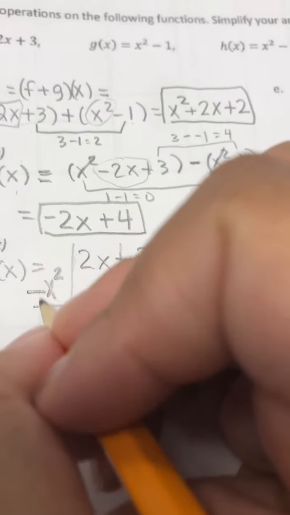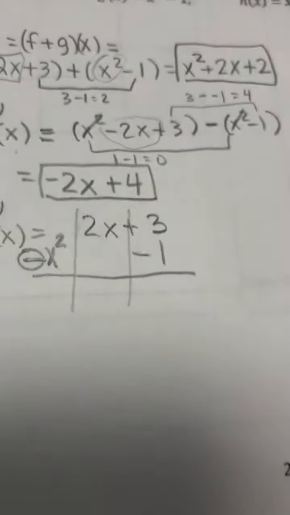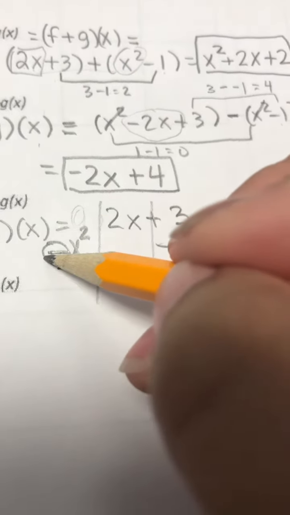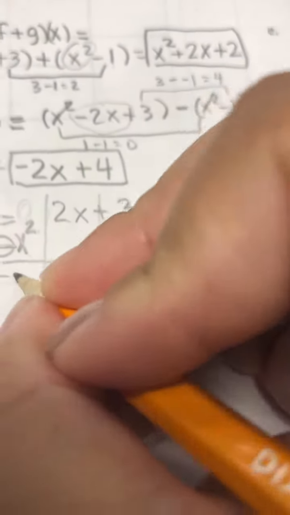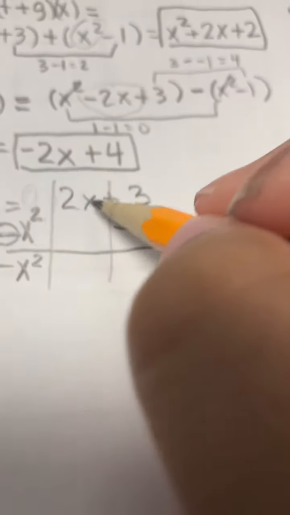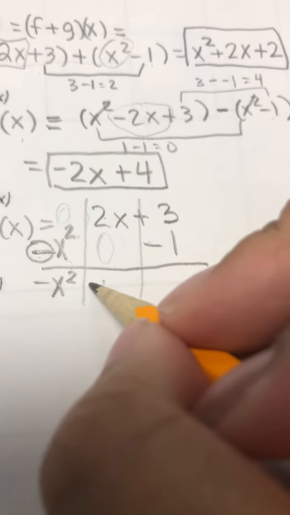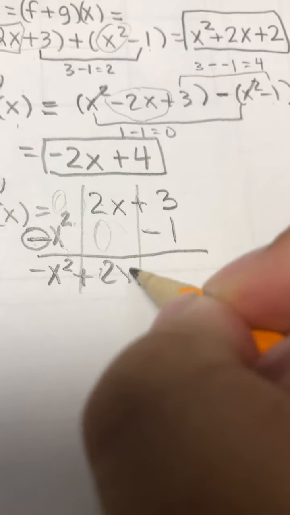Now, remember, I am subtracting, so this is a subtraction. So there's an imaginary number here, like a 0. So it's 0 minus x squared is negative x squared. 2x minus 0 is positive 2x.